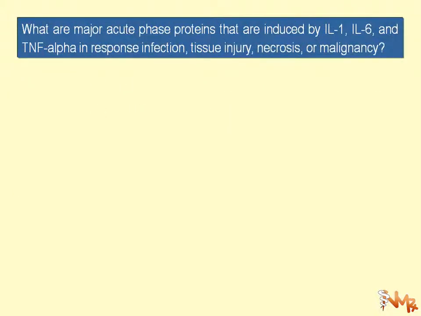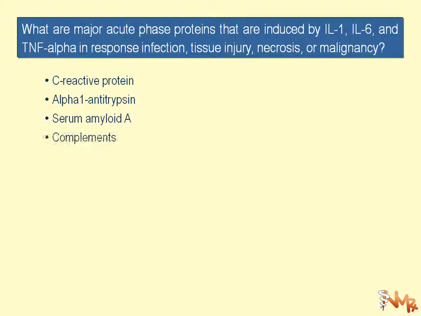What are the major acute phase proteins that are induced by interleukin 1, 6, and tumor necrosis factor alpha in response to infection, to tissue injury, necrosis, or malignancy? These are C-reactive protein, alpha-1 antitrypsin, serum amyloid A, complements, fibrinogen, and finally ceruloplasmin and haptoglobin.